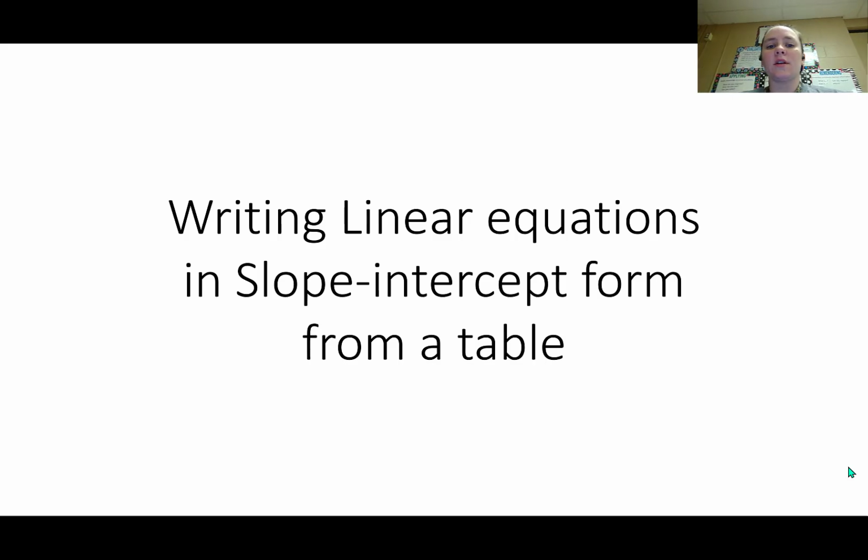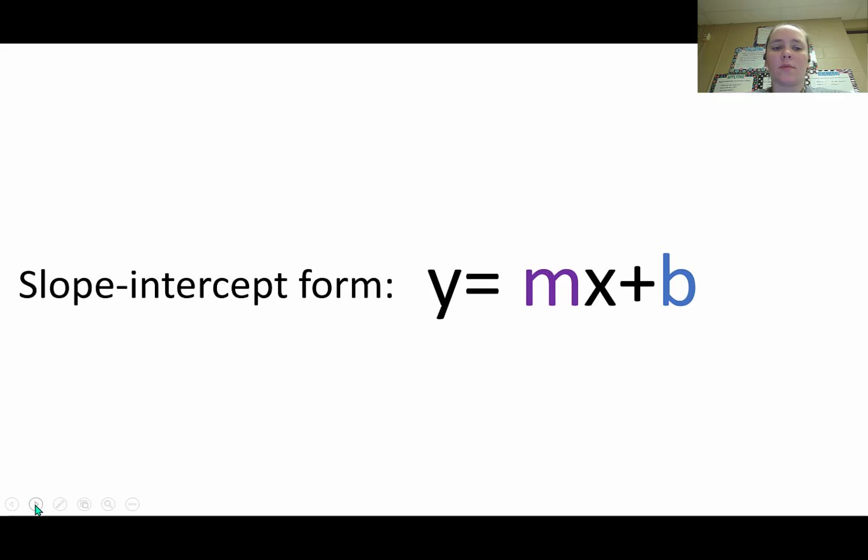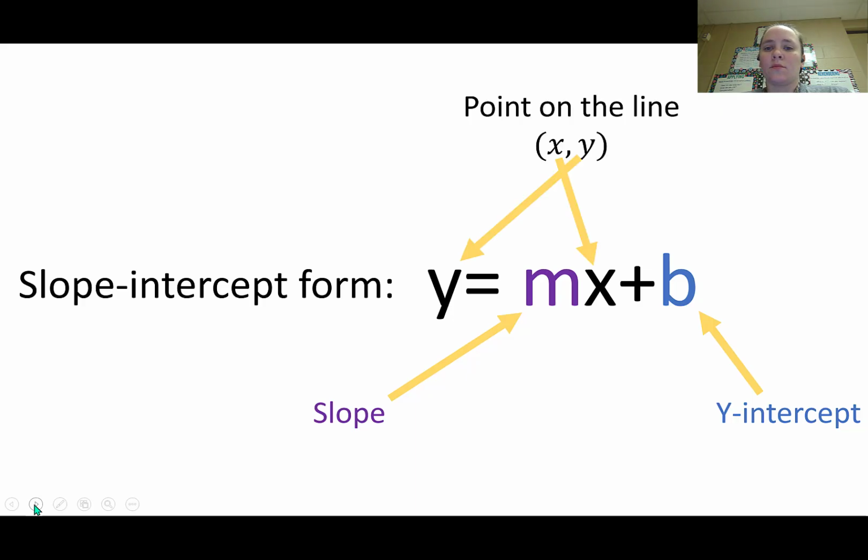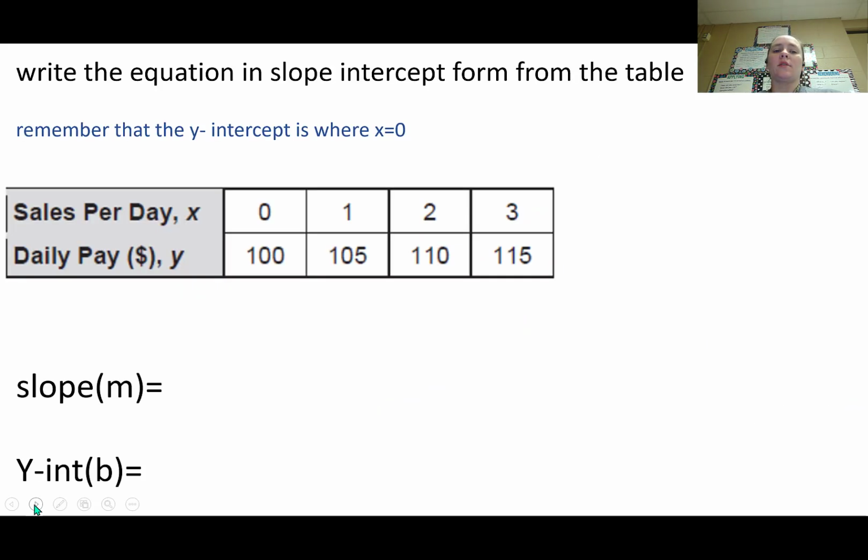All right, so today we're going to be talking about writing linear equations in slope-intercept form from a table. Remember, slope-intercept form is y equals mx plus b, where m is my slope and b is the y-intercept. Remember, x and y are just a point on my line. That's going to play a part in what we come to in a little bit here. All right, so we're going to write the equation.